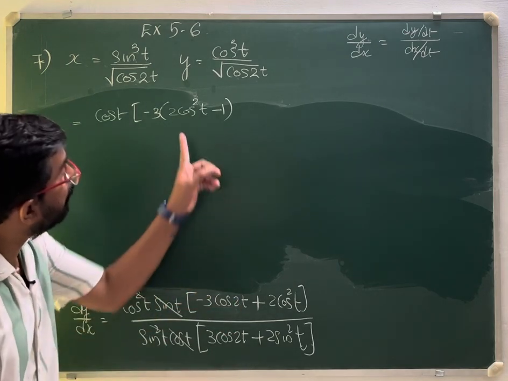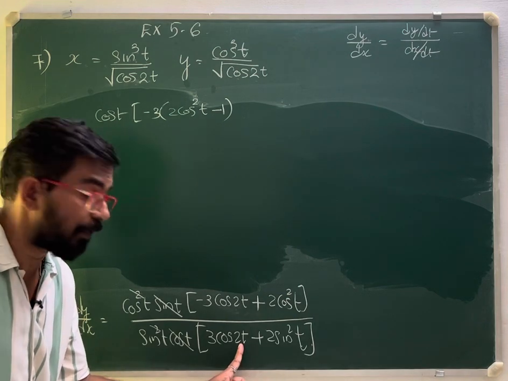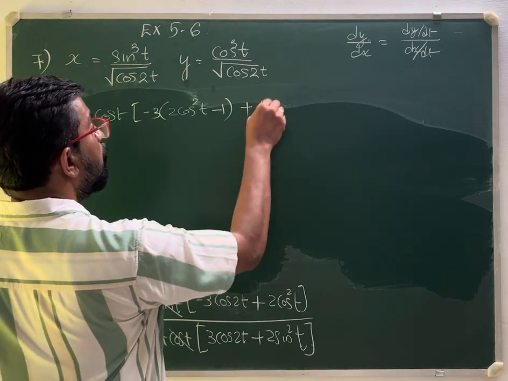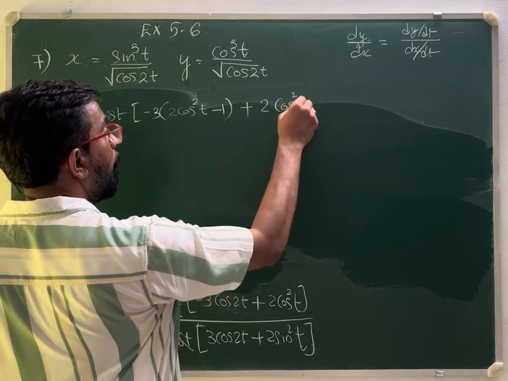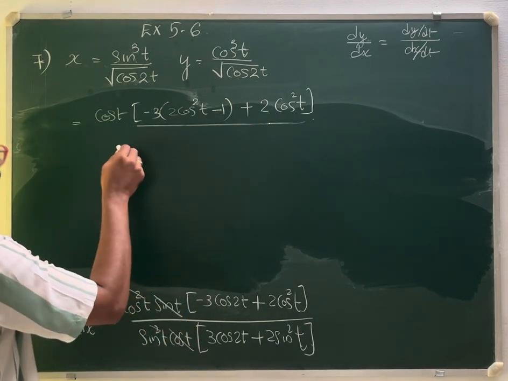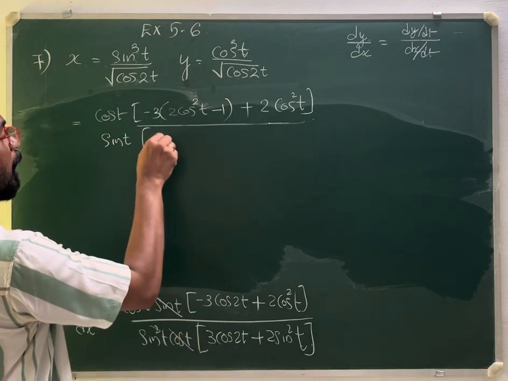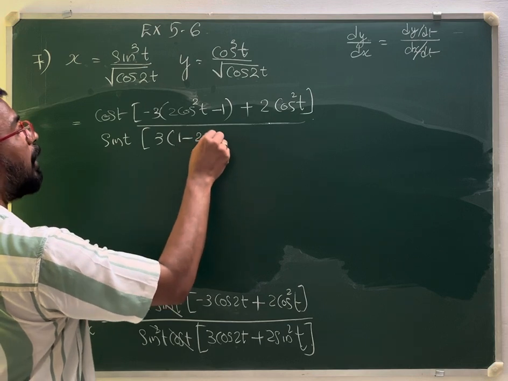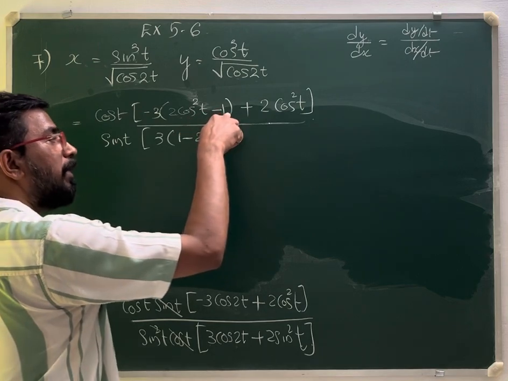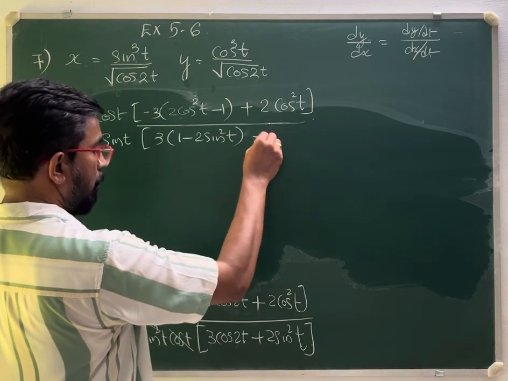Children, this cos 2t I will write as 2 cos square t minus 1, but this cos 2t I will write as 1 minus 2 sin square t, because sin square is already there. So then plus 2 cos square t, divided by, now sin t is already here, into bracket 3 cos 2t. I will write 3 into 1 minus 2 sin square t. You should understand cos 2t can be written as 2 cos square t minus 1 or 1 minus 2 sin square t. Both formulas are there. Plus 2 sin square t.